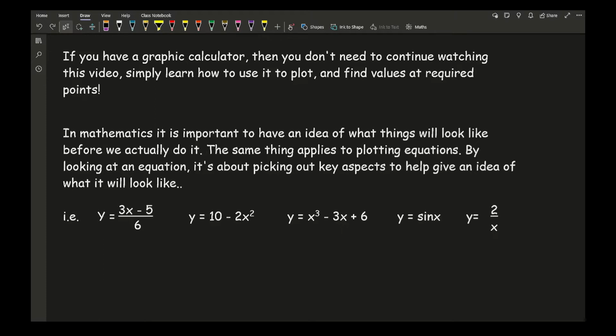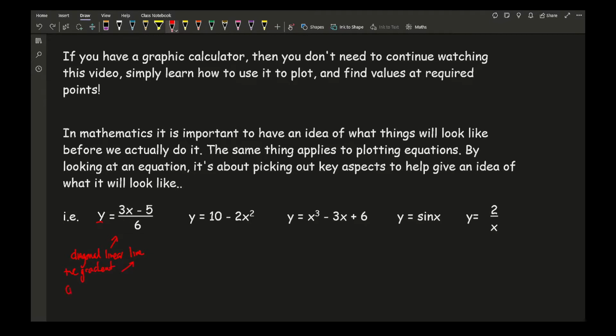The same thing applies to plotting equations. By looking at an equation, it's about picking out key aspects to help give us an idea of what it actually looks like. So, for example, you can see we've got 5 examples of certain graphs. Looking at the first one, by looking at the powers and what's contained in this particular equation, I've got a single x and a single y, which basically means that this is going to be a diagonal linear line. Now I can also see that because my x is positive, it's going to have a positive gradient. So therefore it's going to be going in an upwards direction.